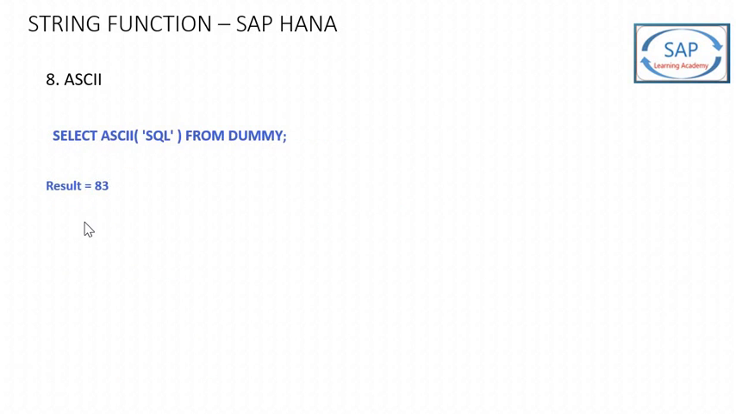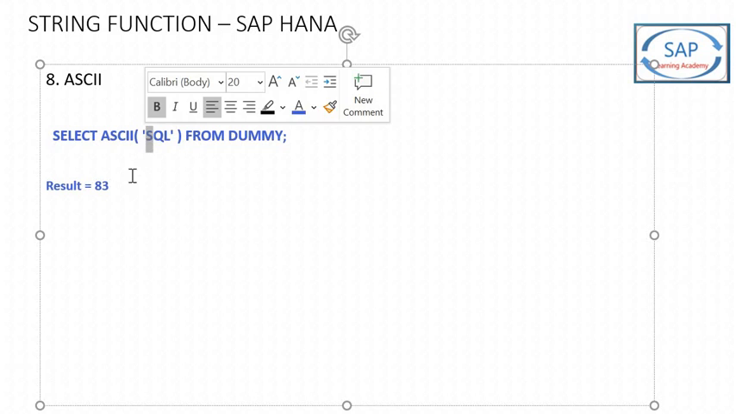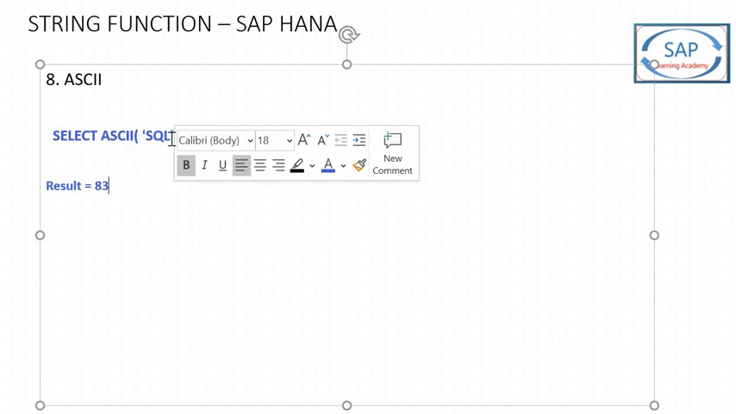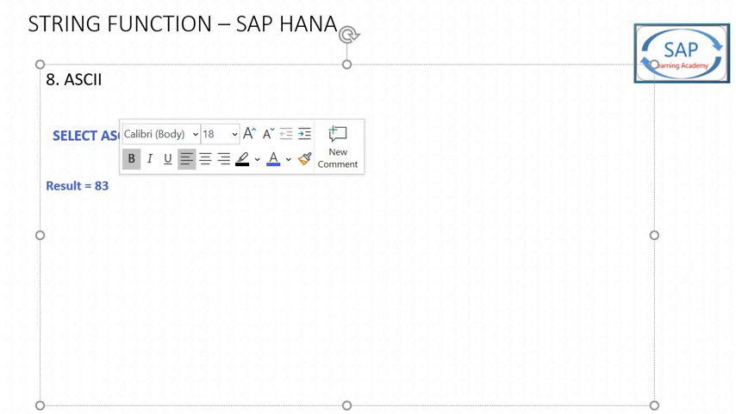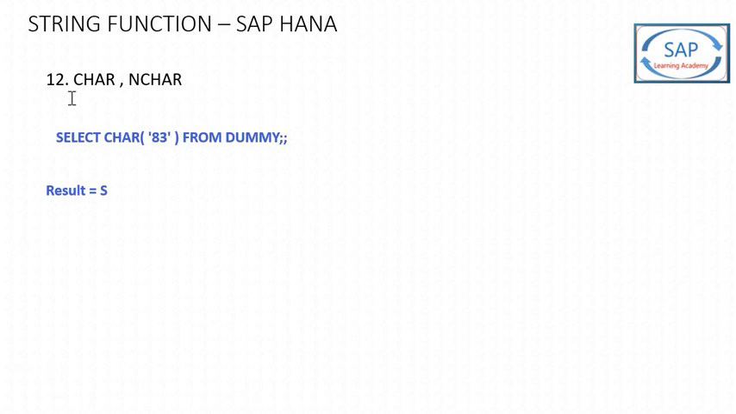Now we are going into some more functions like ASCII. So ASCII will provide, suppose you have a text here, SQL, it will provide the ASCII value of the first letter, S. It will not provide the ASCII value for Q or L, not the whole SQL. It will provide the ASCII value for the first character. So that's 83.